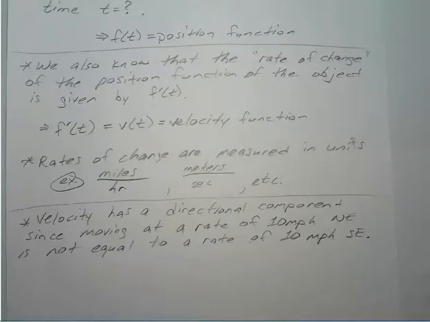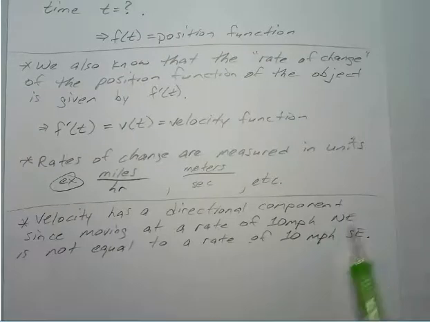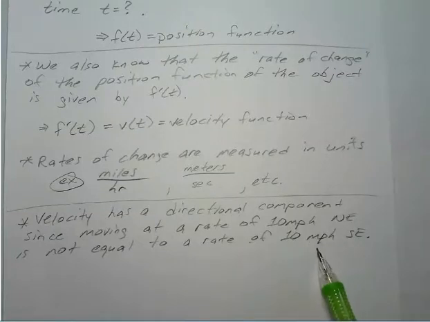Now, there is a way to use velocity where the rates will be equal, and that's where you come across your speed. Speed is a little different than velocity. With velocity, 10 miles per hour northeast and 10 miles per hour southeast are different. But with speed, 10 miles per hour is just 10 miles per hour. It doesn't matter which direction you're going. To find the speed, you just take the absolute value of the velocity.